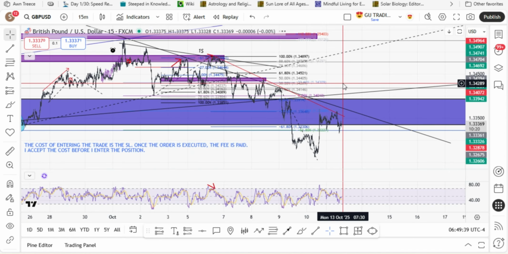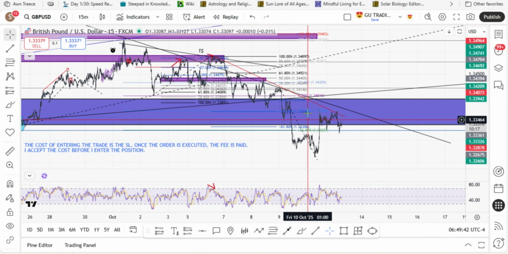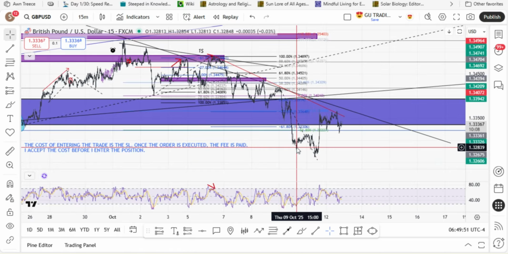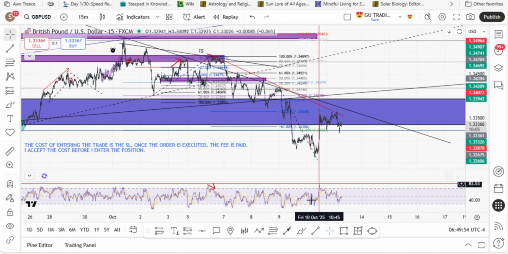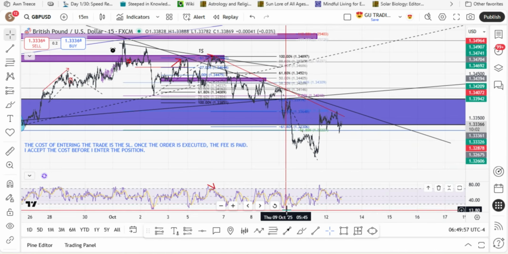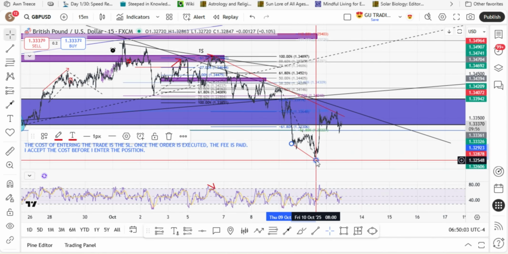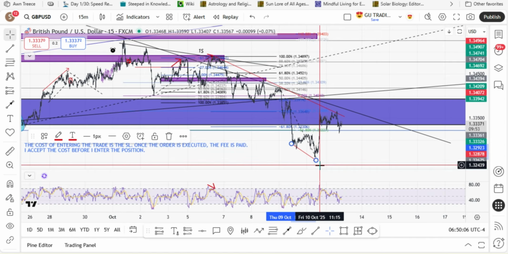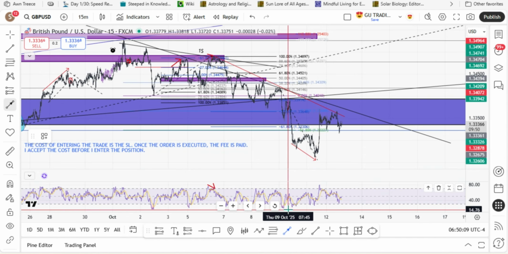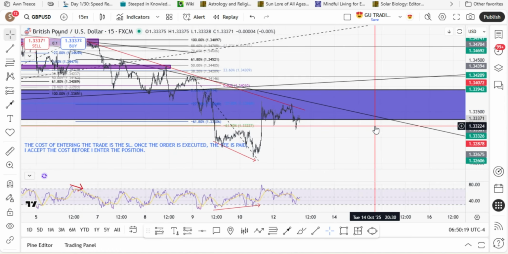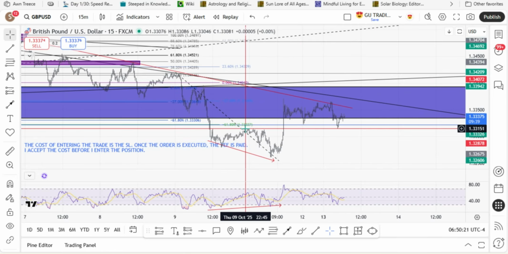Okay, so on the minor structure, it looks like two fibs already played out on the downside. It actually went a bit below that. There is divergence here. That's going down, that's going up. Let's go ahead and mark that off. Okay, and then there's also a break of structure here.